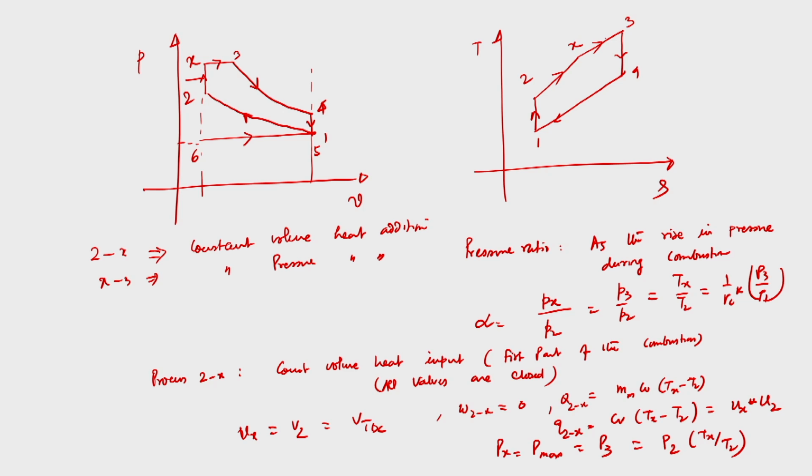So this is process 2 to x, constant volume heat addition, the first part of the combustion, where the pressure ratio is defined as the rise in pressure during combustion, Px by P2, equal to P3 by P2, equal to Tx by T2. If we do a few more steps, it is possible to arrive at that expression, 1 by Rc to the power k into P3 by P1. I did not analyze process 1 to 2, which is straightforward, and process 6 to 1 is again straightforward. I did this analysis for the Otto cycle and diesel cycle. Again we are assuming air as an ideal gas and using the ideal gas relationship to obtain the pressure and temperature at the end of each stroke.